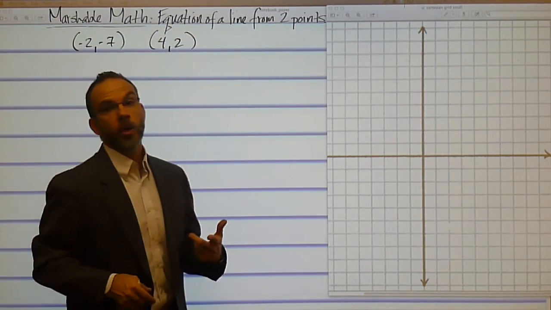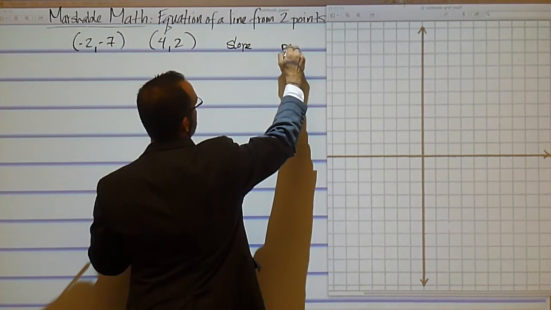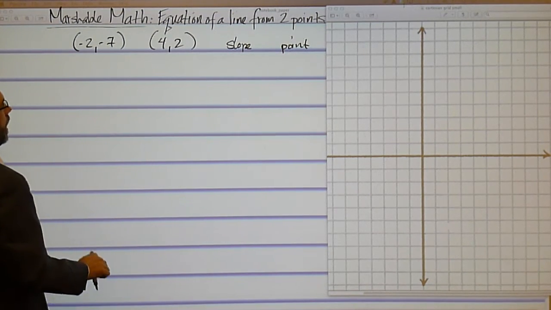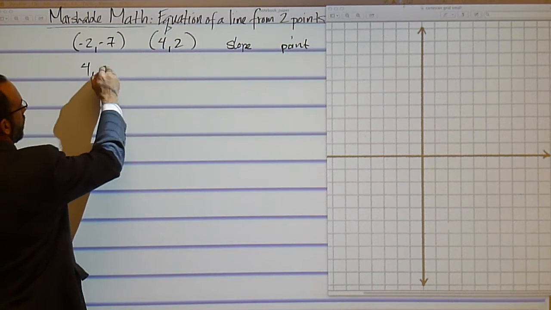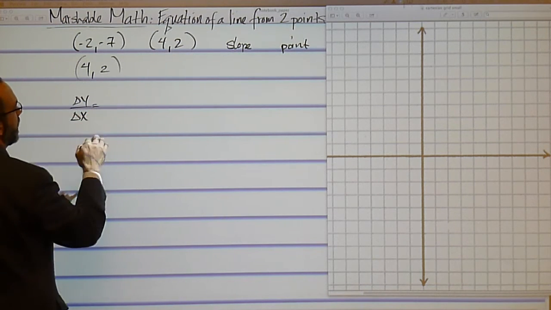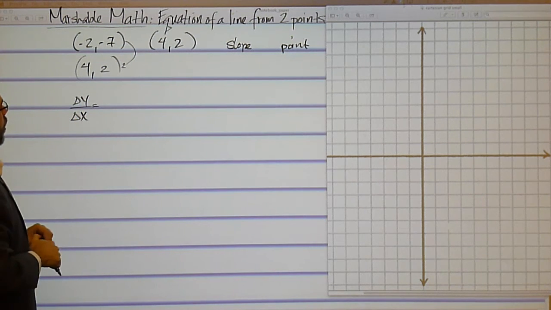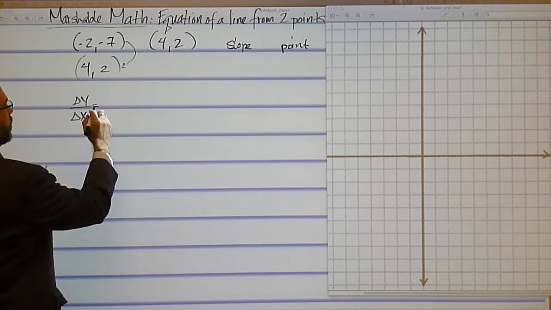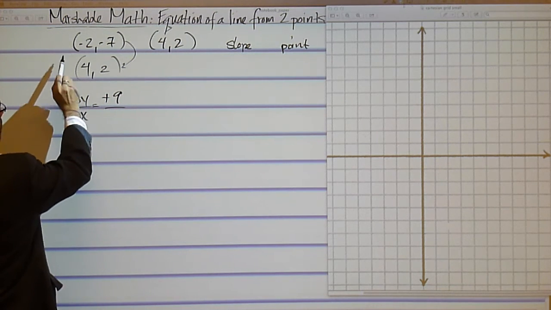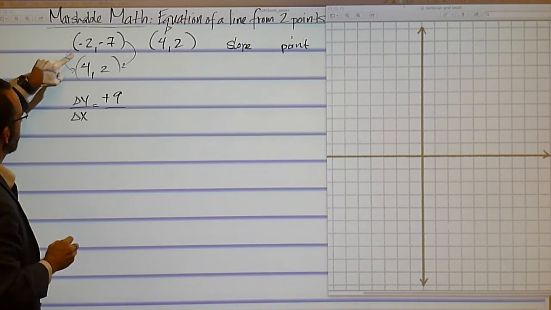Okay, ready? What do we need? We need slope, and we need a point. Slope between here and here. Let me stack them. What's my change in y over my change in x? If I go from -7 to a +2, wow, what's that? Up 9? That's an increase of 9, so +9 over, and if I go from -2 to a +4, isn't that also an increase? That's an increase of 6.